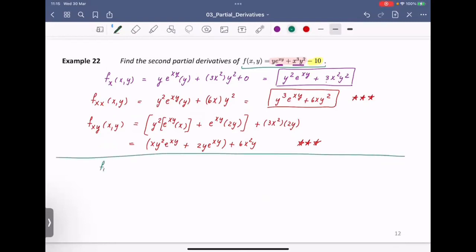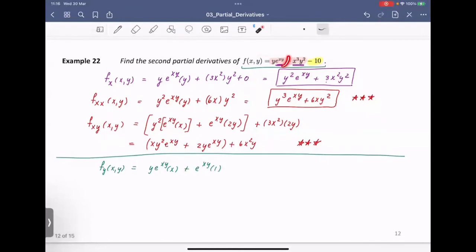The second one, I can differentiate with respect to y first. So let's go back to the original function here. If you want to differentiate with respect to y, what happened? Well, we have to use the product rule. So let's take a look at the original function. The first term we have to use the product rule. It's going to be y e to the xy times x, and then plus e to the xy times 1.